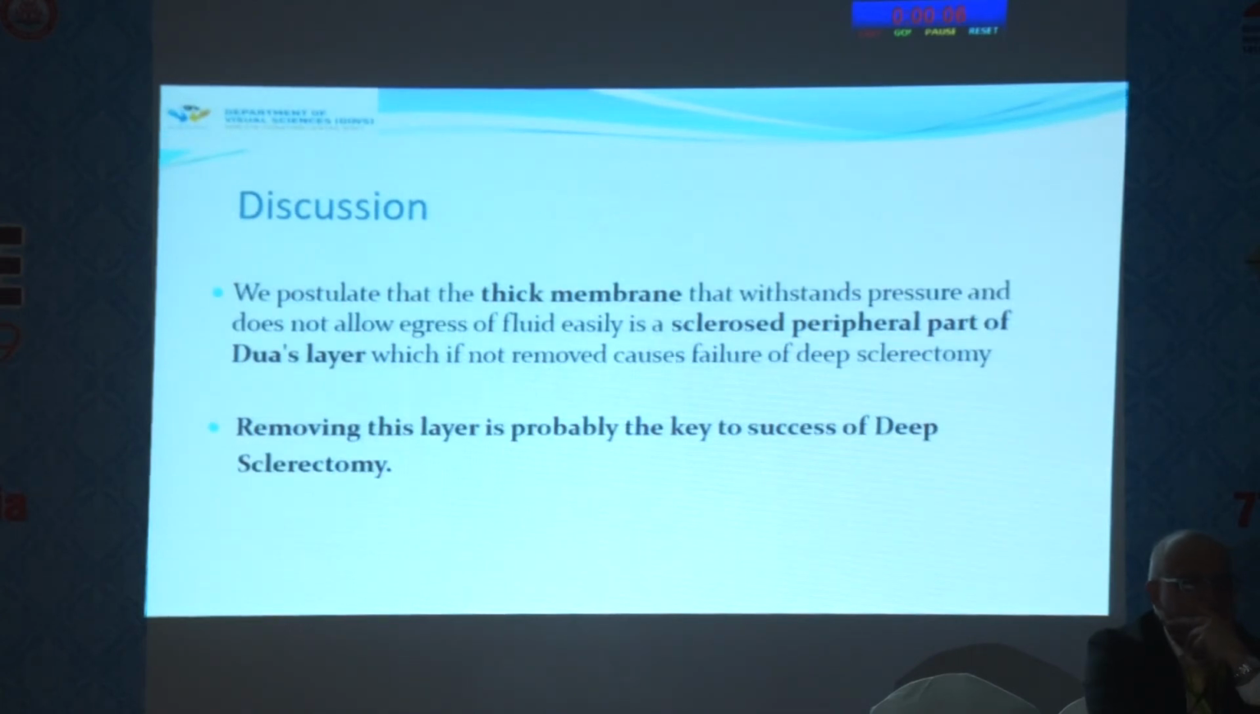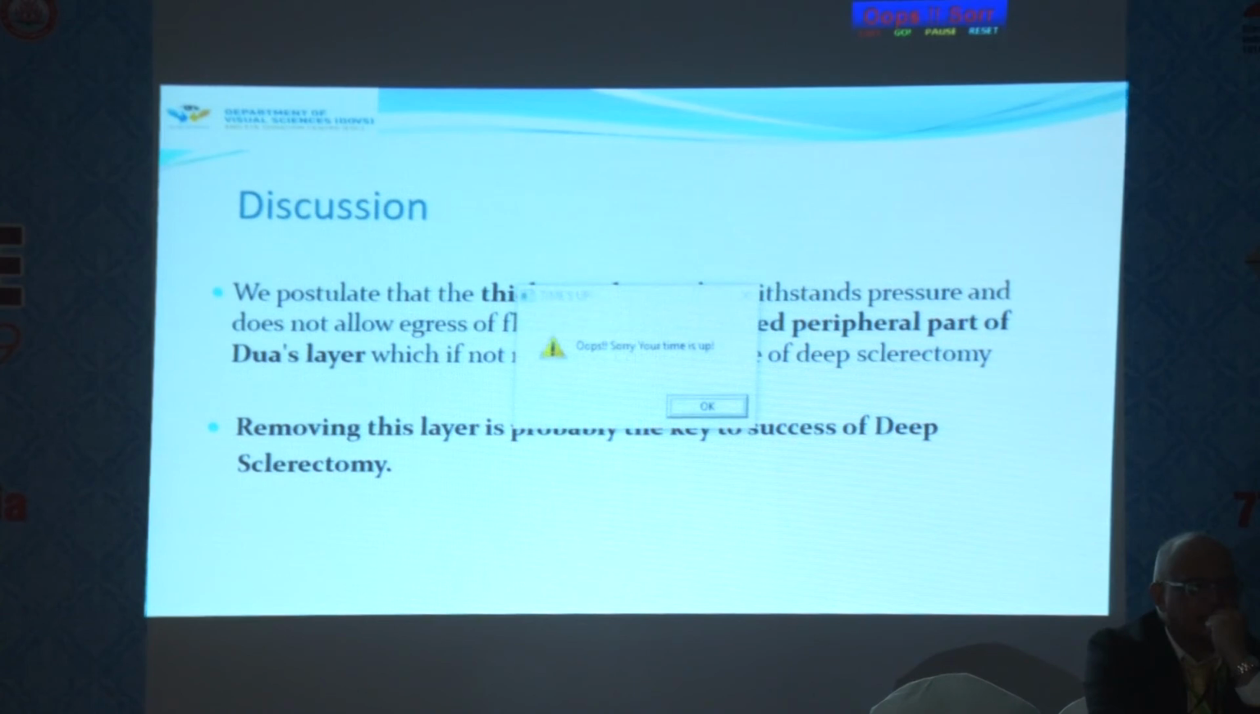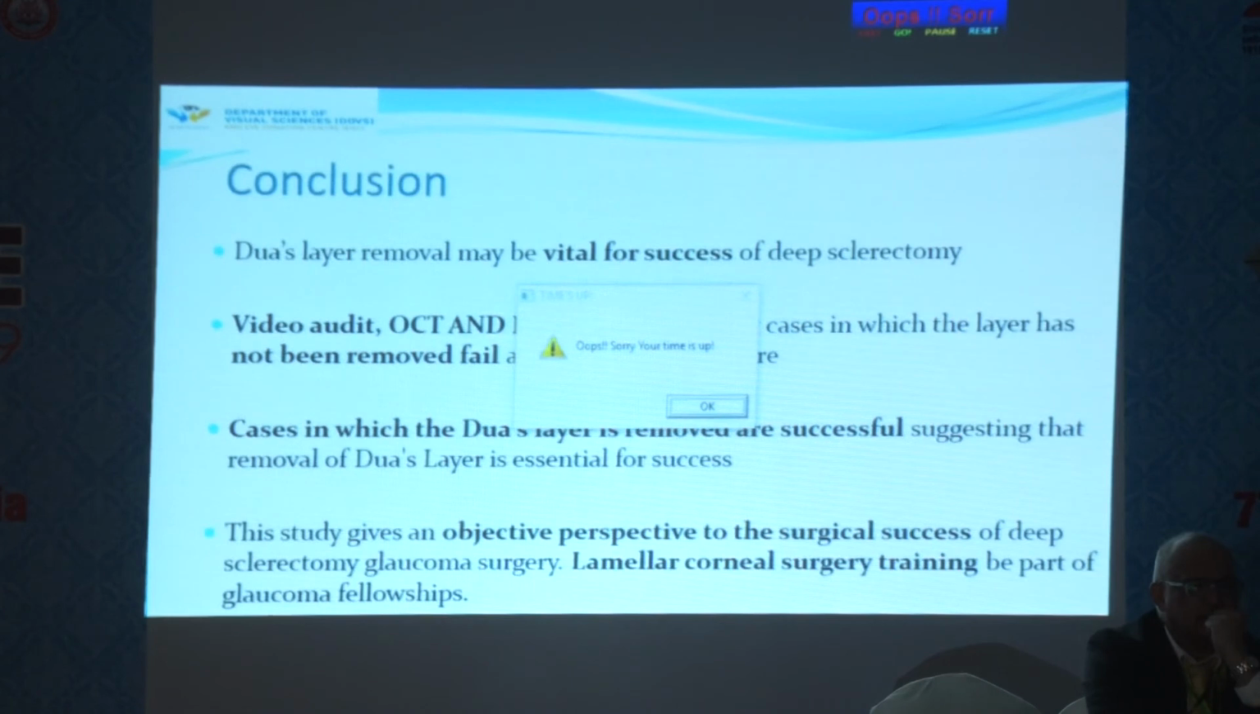So we postulate that the thick membrane that withstands pressure and does not allow egress of fluid is a sclerosed peripheral part of Dua's layer, which if not removed leads to failure of deep sclerectomy, and removal of this layer is key to success of deep sclerectomy. In conclusion, removal of Dua's layer is vital for success. Video audit, OCT and EM findings suggest the same, and this study gives an objective perspective to the surgical success of deep sclerectomy surgery, and lamellar corneal surgery may be a part of further glaucoma training programs.